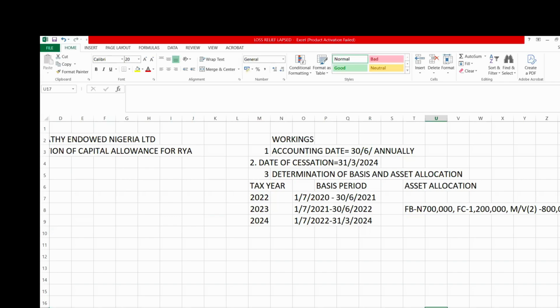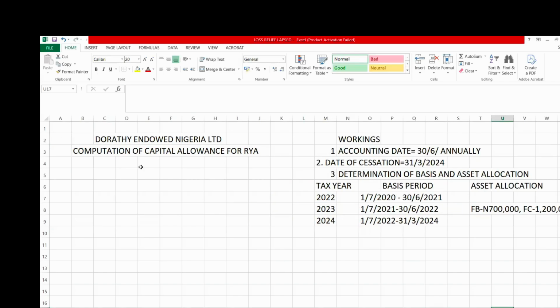So since you have known where to allocate your assets, the next thing for you is now what? You can now compute your capital allowance. Then for the computation of the capital allowance, the assets will be listed in columnar form. Based on the number of assets that were available, we are going to list them in column.